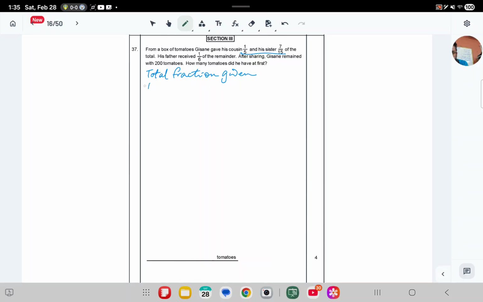So we know it is 1/5 add 7/15. The denominators are different, but we realize they are multiples of the other, so therefore we could just change all to have the same denominator. So we could multiply here by 3, multiply here by 3. So that will become 3 over 15, add 7 over 15, which is equal to 10 over 15. 10 over 15 is the same as 2/3. Alright, we divide here by 5, divide here by 5 to simplify.